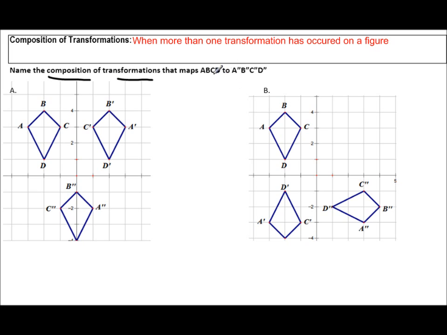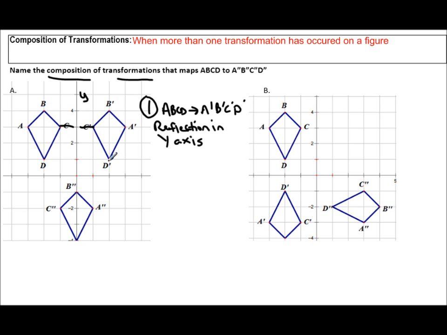It says name the composition of transformations that maps our original to our final. So the first transformation that has occurred. Well, C is 1 unit away from the y-axis. A is 1, 2, 3 units away from the y-axis, and so is A prime, 1, 2, 3. Since each point is equidistant from the y-axis, what has happened is a reflection in the y-axis. So the first transformation that maps A, B, C, D to A prime, B prime, C prime, D prime is a reflection in the y-axis.